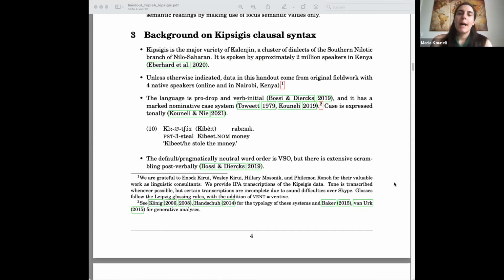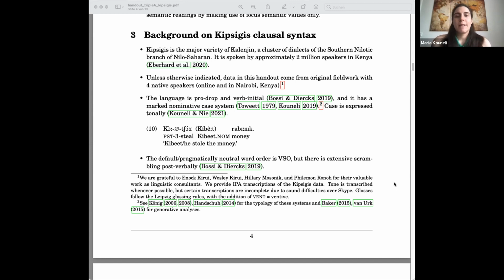Okay, so moving on to the data, we start with some basic information on Kipsigis clausal syntax so that you can better understand the data. So Kipsigis is the major variety of Kalenjin, which belongs to the Southern Nilotic branch of Nilo-Saharan. It's spoken in Kenya, and the data come from our fieldwork online and in Nairobi. The language is prodrop and verb initial, and it has a marked nominative case system. So what this means is that subjects are marked and everything else is unmarked, and case is expressed tonally.